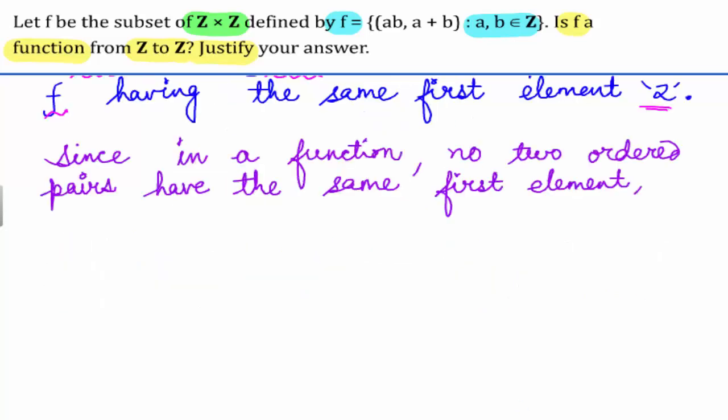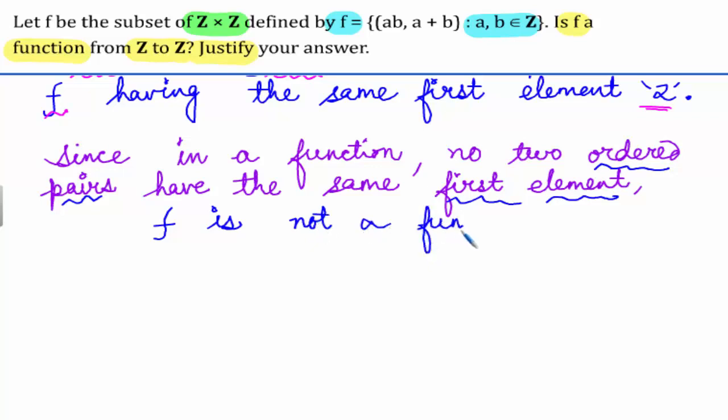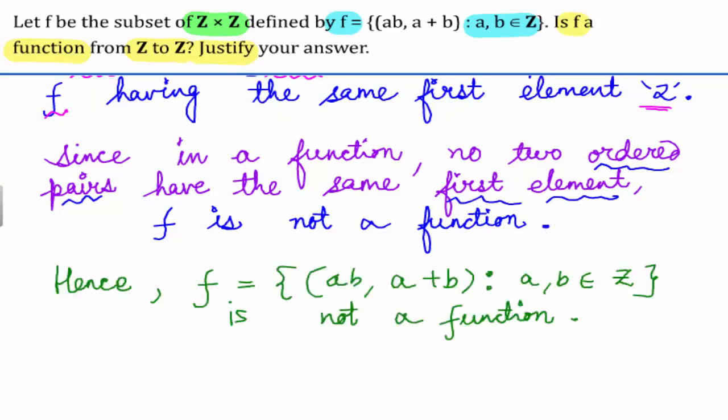And since we know that in a function no two ordered pairs have the same first element, f is not a function. Hence, the given set of ordered pairs f is not a function. So this completes the solution.